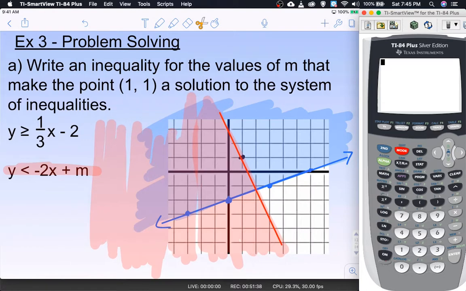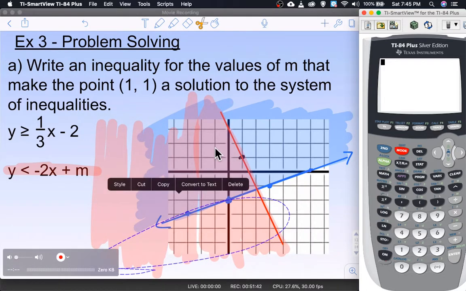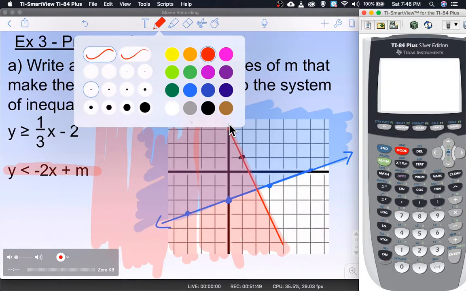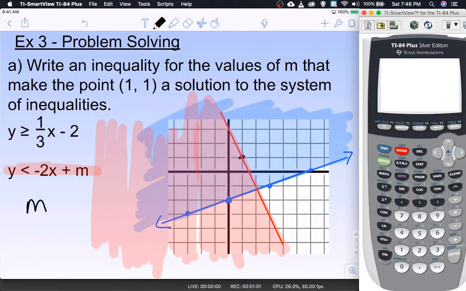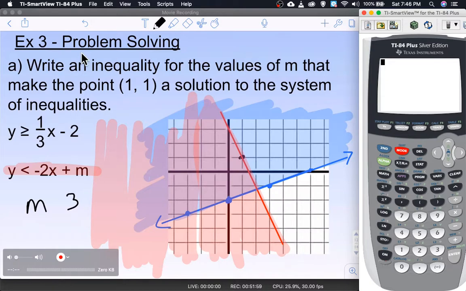So as soon as my line crosses here, what y-intercept is that? What is the y-intercept of this red line? It's 0, 1, 2, 3. So I know the solution is something about m and 3. But is it equals 3? Let's check. Write an inequality for the values of m that make this point a solution.